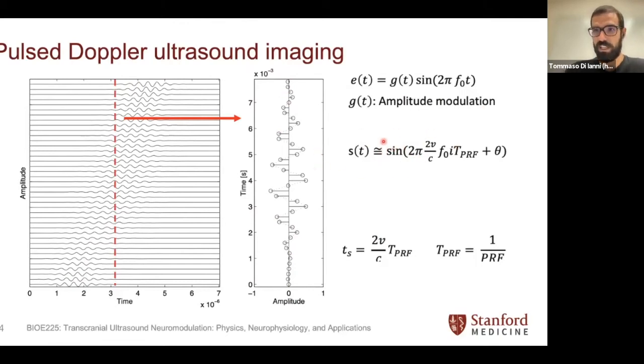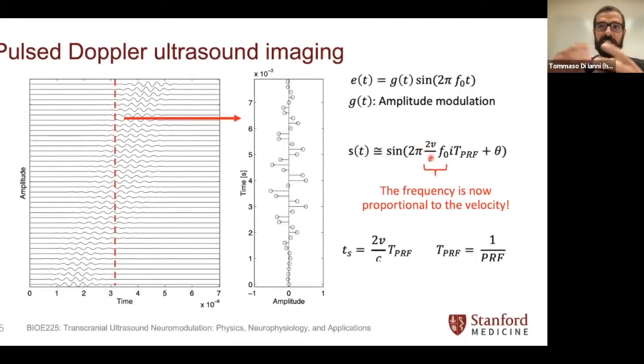But the pulse looks like some sort of a sinusoid again. Again, we see the frequency of the emitted pulse here. It is dependent on the pulse repetition frequency, because it's the interval between samples. But now we have a multiplication factor in front of the frequency, and this is dependent on the velocity. So the frequency of the emitted pulse, that is F0, is now multiplied by 2V over C. And so now you start to understand that if we have some knowledge of the frequency of the pulse that we receive, we can actually retrieve the velocity of the scatterer. And this is what we actually do in practice.